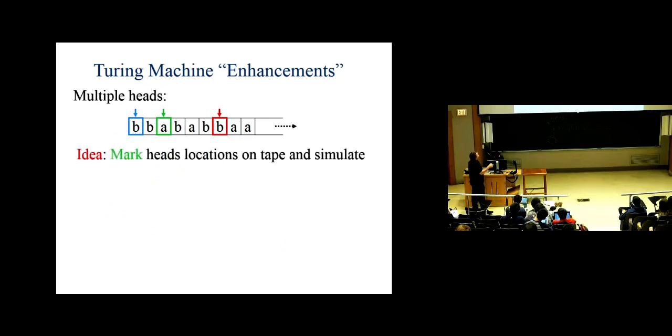All right, what if you have multiple heads? We already saw that the finite automata with multiple heads can recognize 0 to the n, 1 to the n, which is not regular. How many remember that? All right, let me repeat that. 0 to the n, 1 to the n is not regular. It's context-free, but it's not regular. But a finite automata with 2 heads can recognize 0 to the n, 1 to the n.